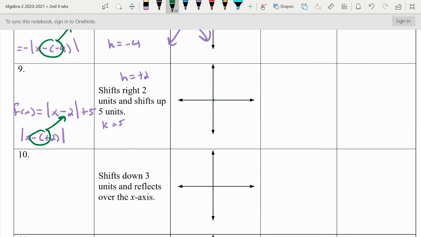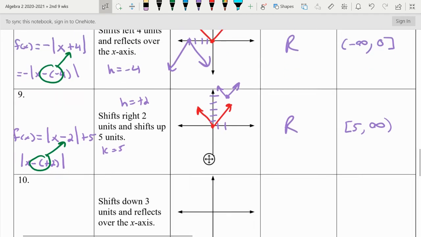Okay, reference function, let's keep it red. All right, so parent function. Okay, so this one is shift right 2, 1, 2, and up 5 units. 1, 2, 3, 4, and 5. All right, so vertex is there, and it's going to go off this way. Okay, so domain still all real numbers, and then as far as the range, we're starting at 5 to infinity.